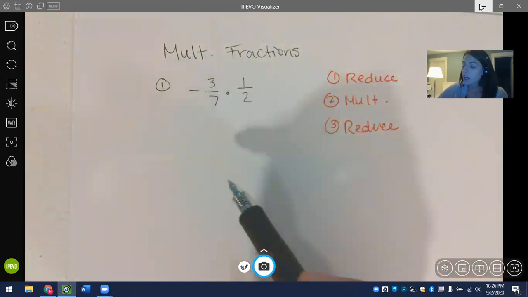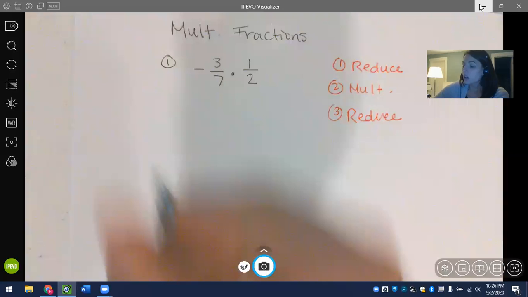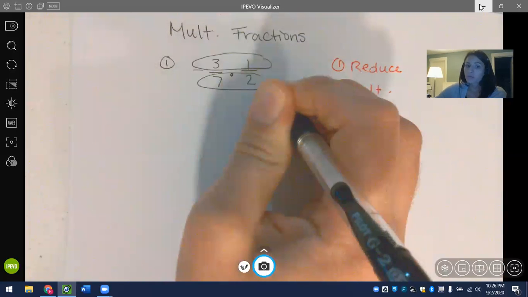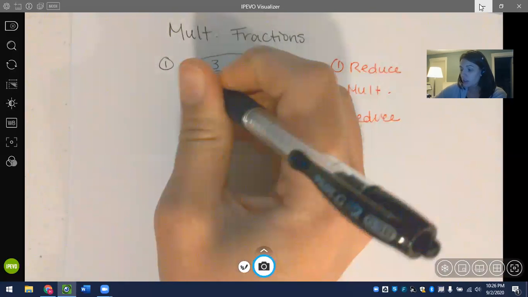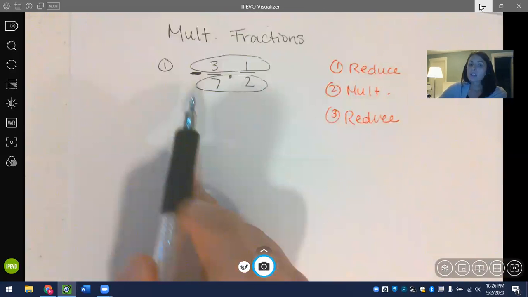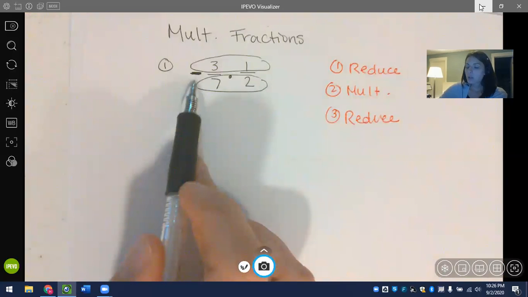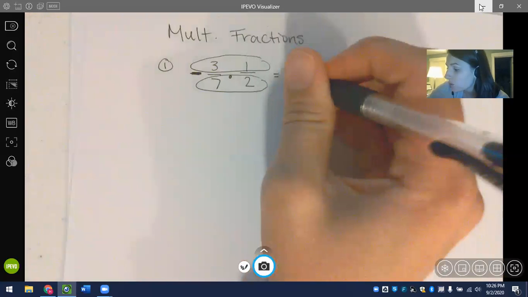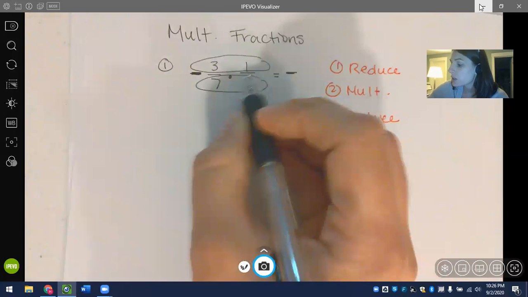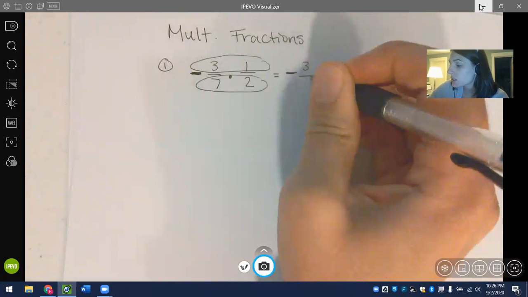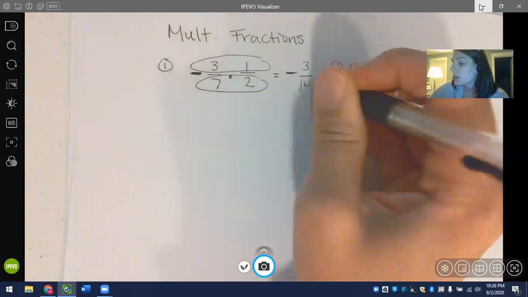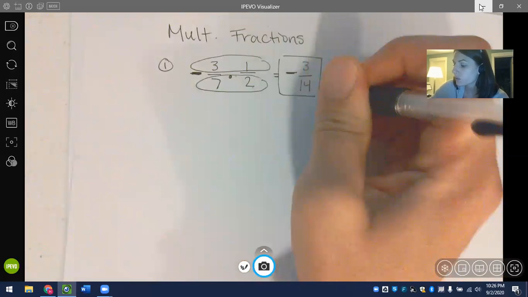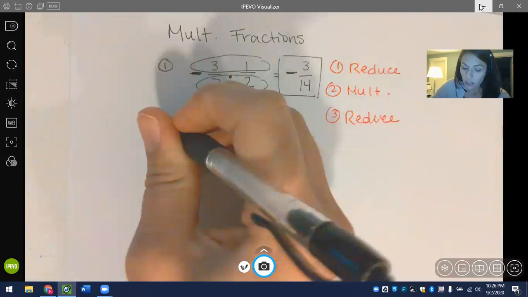So I'm just going to go ahead and multiply, and I'm multiplying numerator and I'm multiplying denominator. Now the other thing I need to take into account is the sign. So I have a negative times a positive, I know is going to give me a negative. And then 3 times 1 is 3, and 7 times 2 is 14. And then I look to see if I can reduce again, which on this one I cannot.